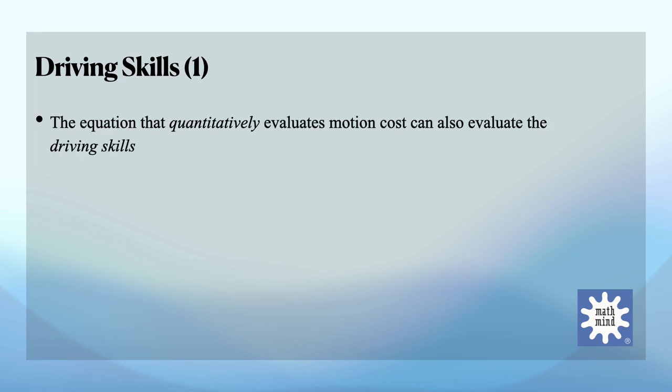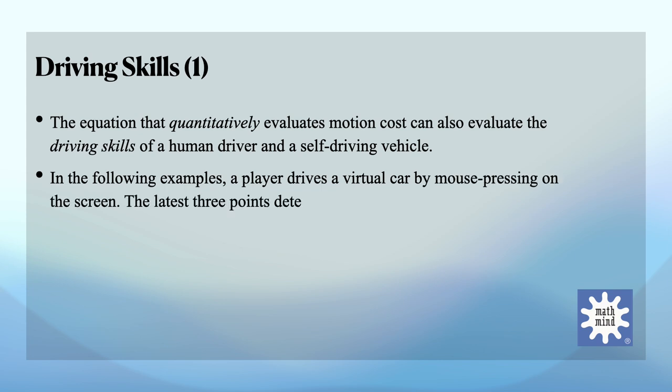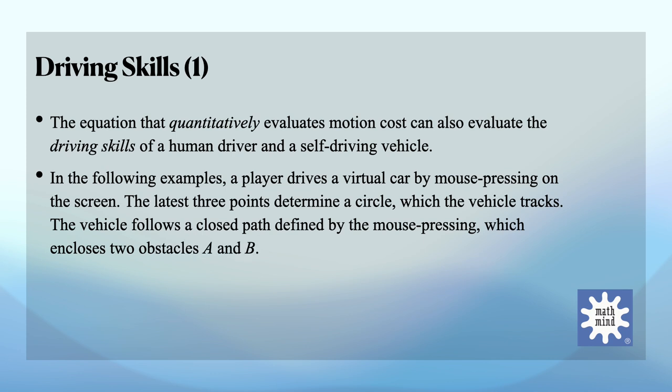Driving skills number 1. The equation that quantitatively evaluates motion cost can also evaluate the driving skills of a human driver in a self-driving vehicle. In the following examples, a player drives a virtual car by mouse pressing on the screen. The latest 3 points determine a circle, which the vehicle tracks. The vehicle follows a closed path defined by the mouse pressing, which encloses two obstacles A and B.